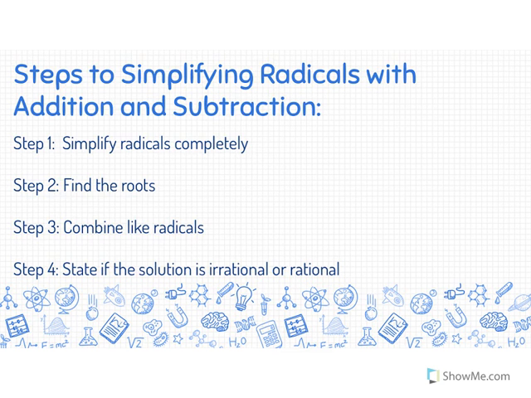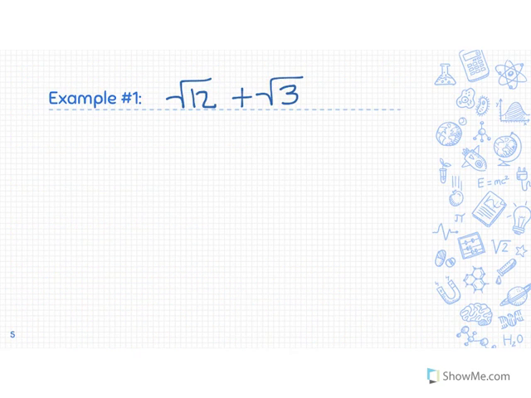So for our first example, we're going to start off with a basic example. I have the square root of 12 plus the square root of 3. Our first step says to simplify the radicals completely. So we're going to take each one and simplify it. 12 gets broken down to 4 and 3. And I'm going to stop here because I know the square root of 4 is 2. So I know that my new radical reads 2 root 3.